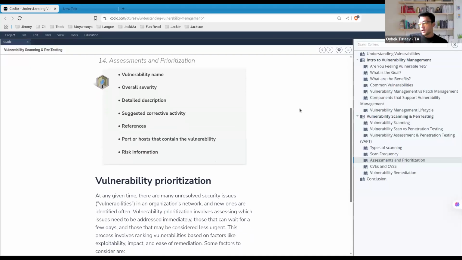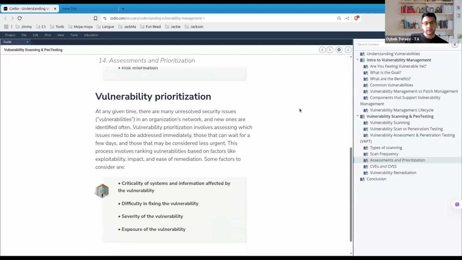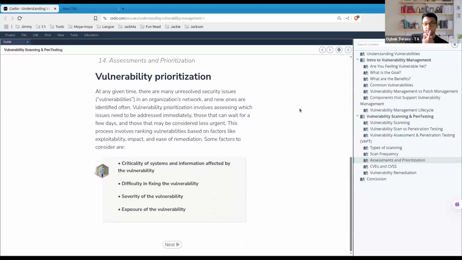Okay, and then we have vulnerability prioritization. What is prioritization? We need to prioritize certain vulnerabilities, because whenever you run vulnerability scans, they're going to give you lots of vulnerabilities, and fixing all of them is very hard for organizations. So you need to know what is important, which ones you need to select as high priority, as critical for you.